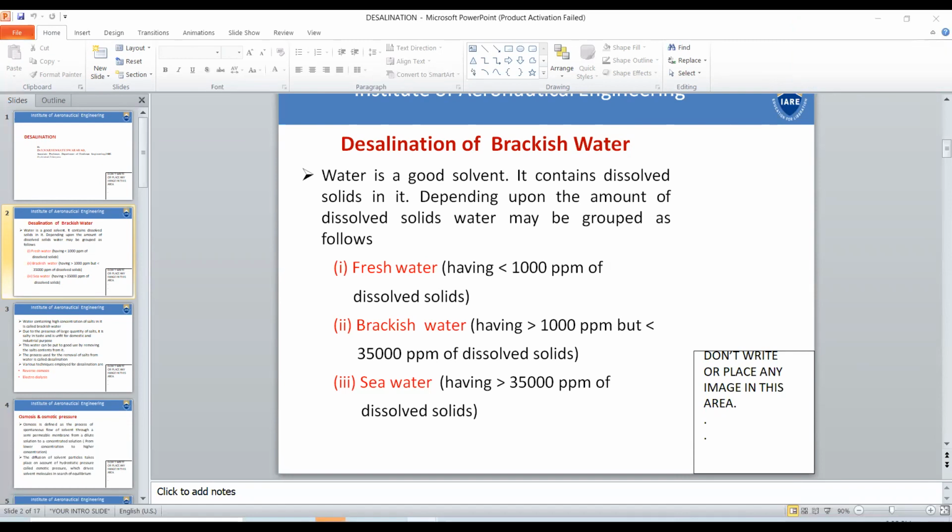Removing the salt content, sir. Okay, removal of the salt content from the sample of water. Very good. What are the techniques used for desalination? What are the techniques used for desalination, Amma?